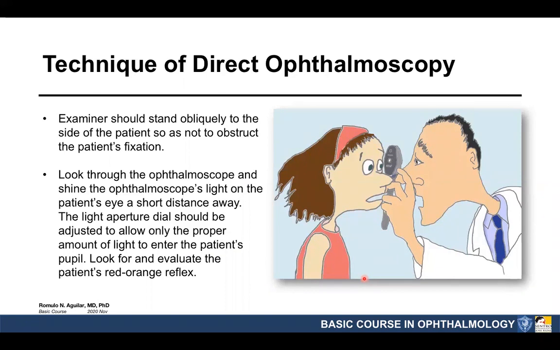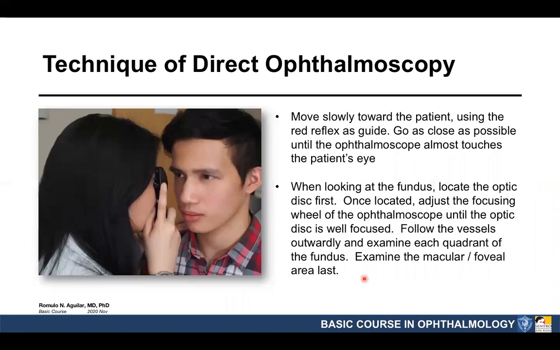Then slowly, from a distance, you move closer to the patient, and your guide is the red-orange reflex. First, look for the red-orange reflex, and then slowly move in towards that direction. When you're close enough, like this, you can start now trying to look for a vessel and focus on that vessel by turning the focusing wheel of the ophthalmoscope. Now, in this picture, this is relatively close, but actually you can go closer. Personally, my endpoint is when this finger touches the patient's cheek.